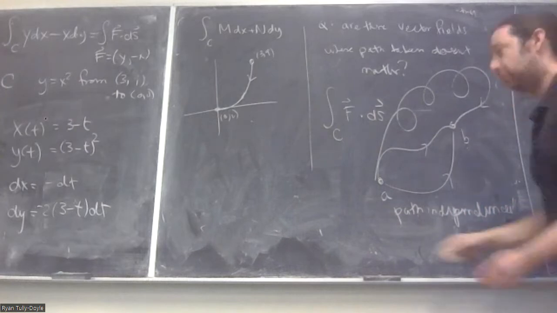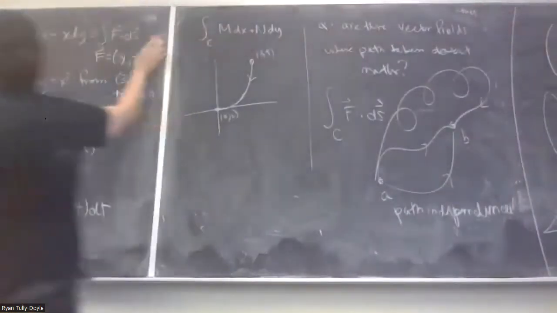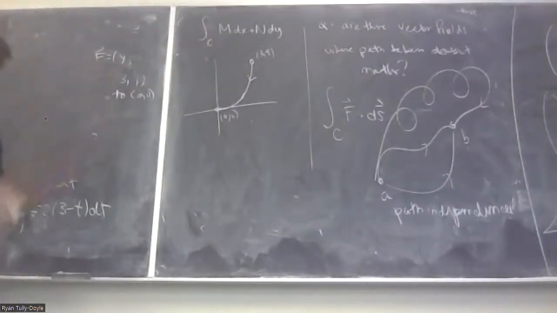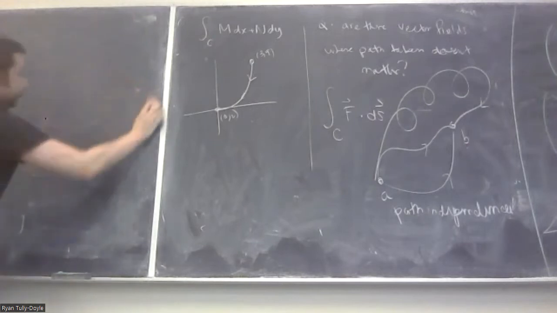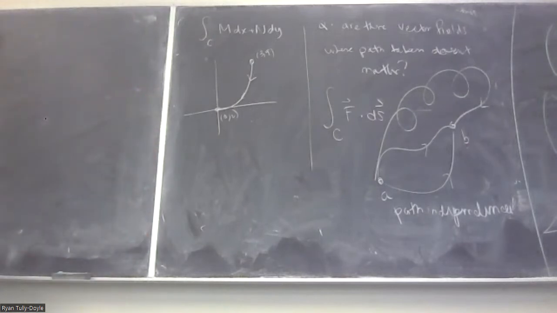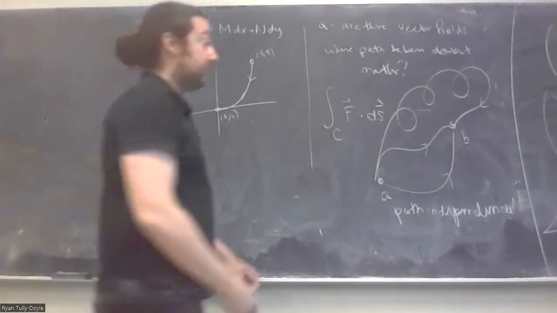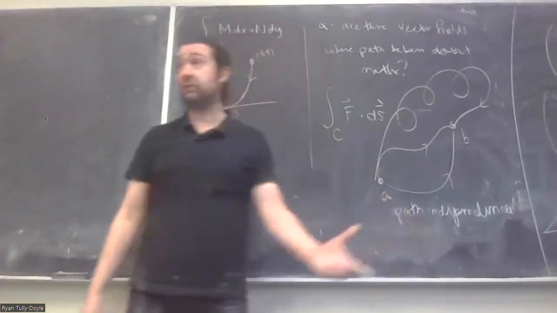Path independence is one of the most important ideas in the application of vector analysis to problems in physics and engineering, because many vector fields have path independence, and many really important problems in physics are path independent.